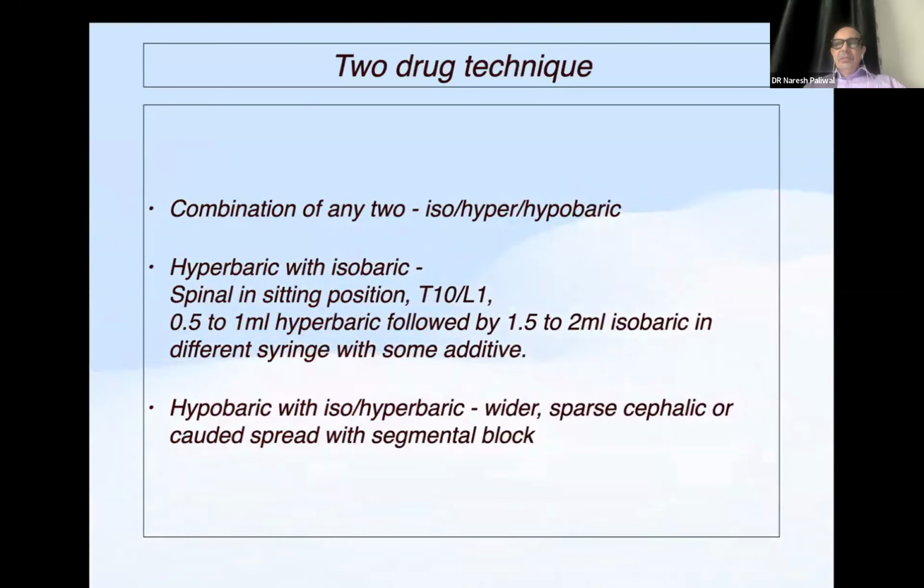The other combination is hypobaric with isobaric drugs. Now for laparoscopic cholecystectomy, the position kept is head up position. So you can take advantage of that position and have a combination of hypobaric and isobaric drugs to achieve higher levels up to cervical roots so that the patient does not have any shoulder tip pain.